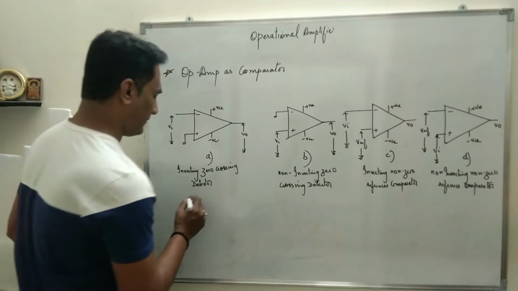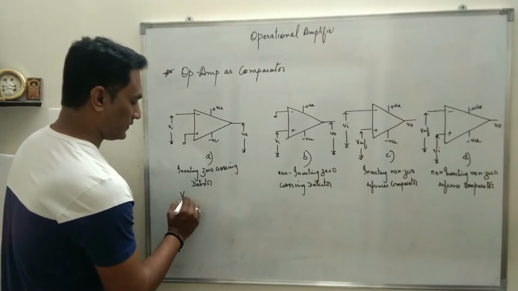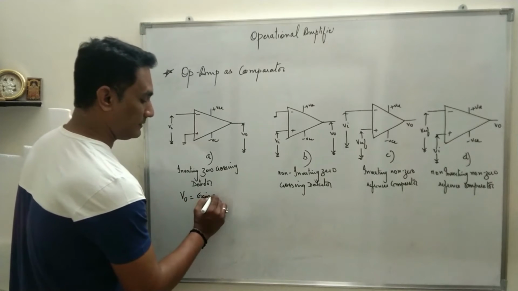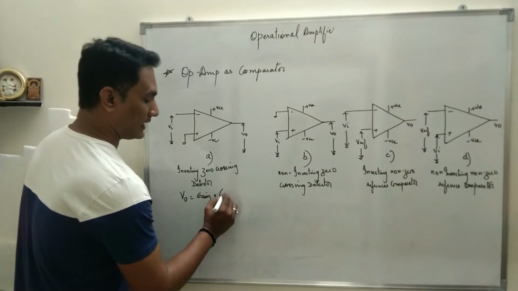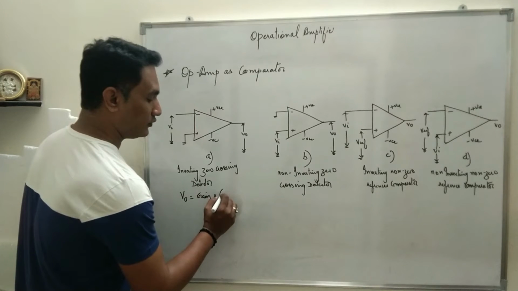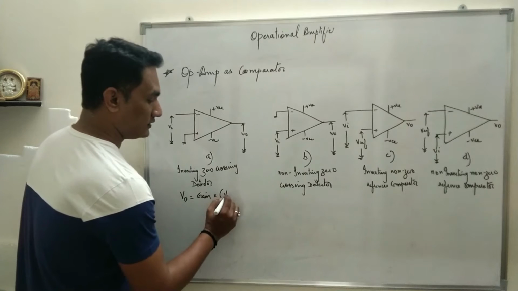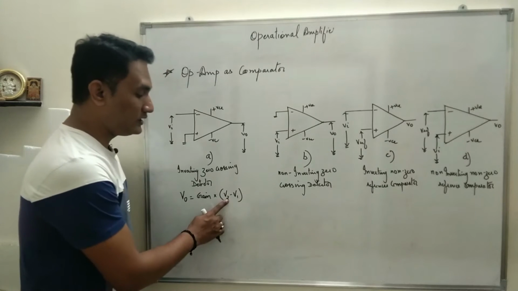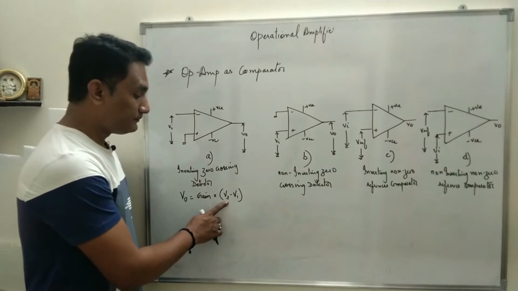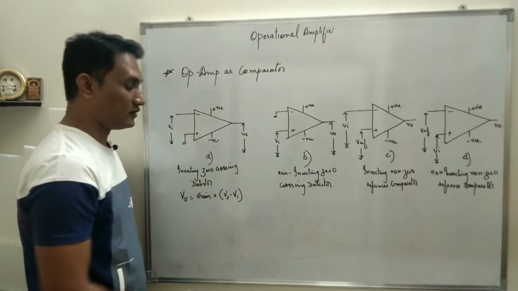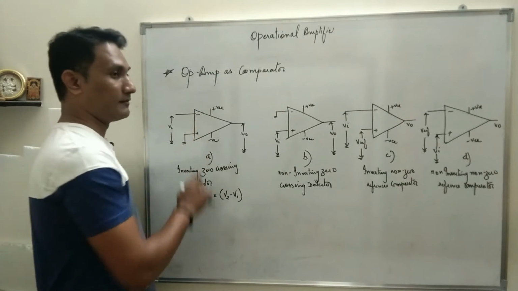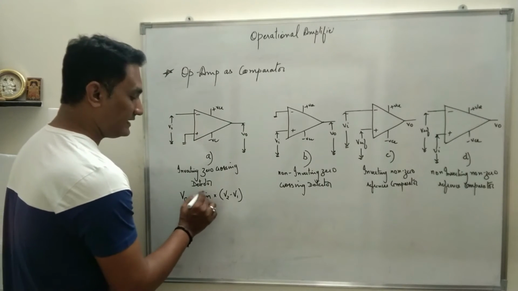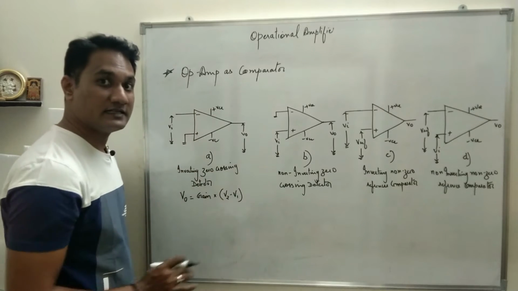So I will explain you. Okay, V0 is equal to gain multiplied by the difference between the 2 input voltages, right? So the difference I will always write as V2 minus V1, where V2 is the potential applied at the non-inverting terminal and V1 is the potential applied at the inverting terminal. Okay, so in the first case, as no feedback is given, gain is infinite.